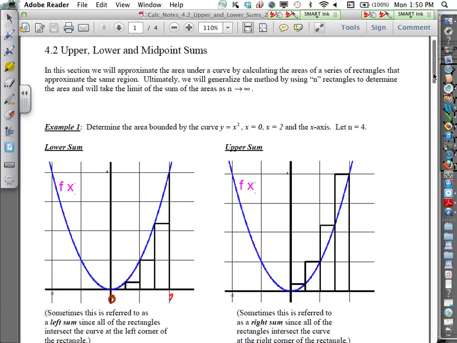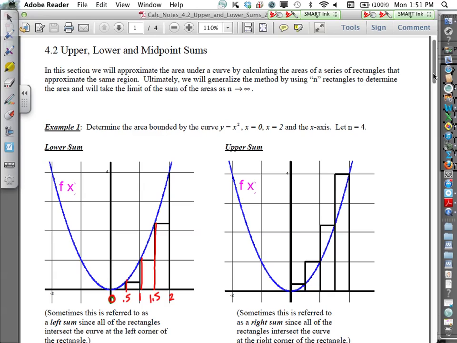So this was 0, this was 2. If I divide this up into 4 equal intervals, halfway between 0 and 2 is 1. Halfway between 0 and 1 is 1/2. Halfway between 1 and 2 is 1.5. So that's how I came up with those values along my x-axis here.